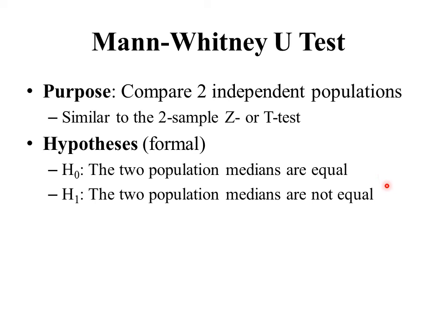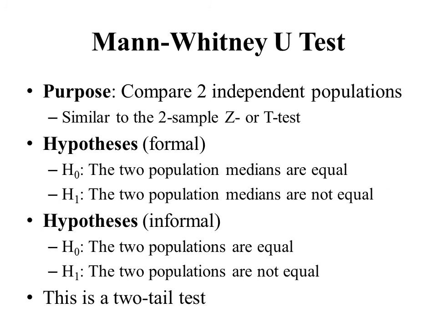Now we're not going to define any parameters here. We could define a parameter to represent the median of the first population and the median of the second population, but I don't think that's really necessary. So we're just going to state our hypotheses in words here. The null is that the populations are equal, and the alternative is that they are not equal. Okay. Informally, we could state these hypotheses as the null is that the two populations are equal, and the alternative is that the two populations are not equal. I think this is the way that the book states the hypotheses, but really these are claims or hypotheses about population medians.